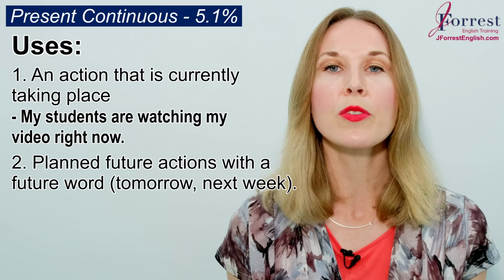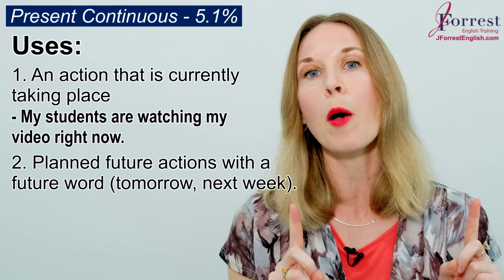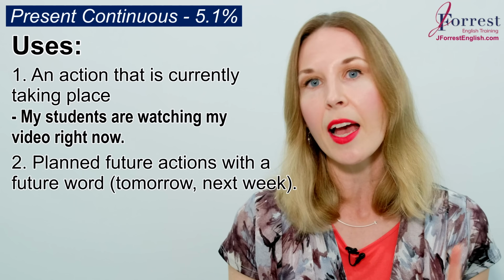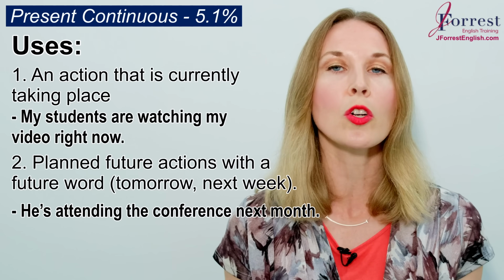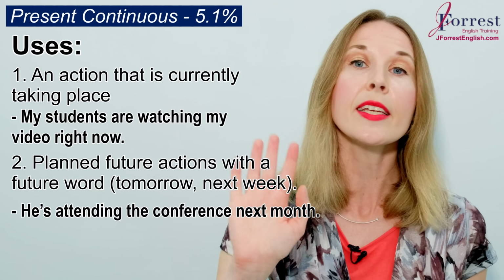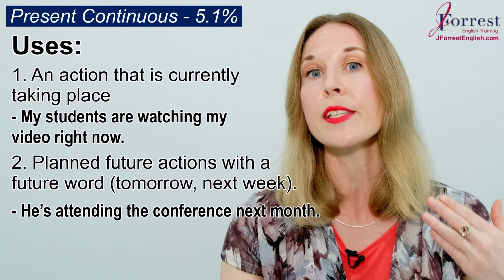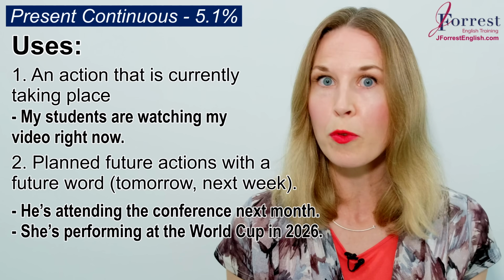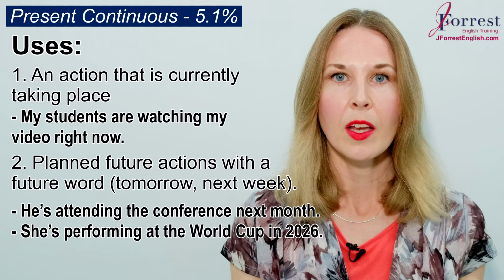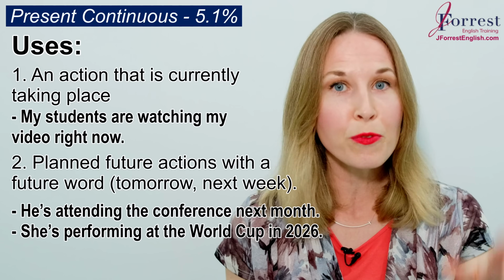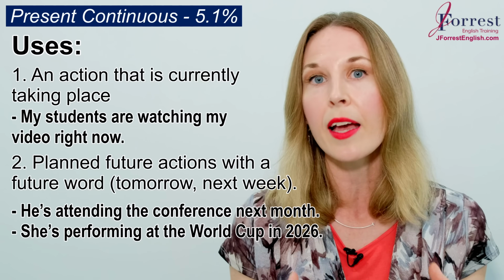You can also use the present continuous with the future if it's a planned action in the future. For example, he's attending the conference next month. It's in the future, but it's planned. He's attending the conference next month. Or she's performing at the World Cup in 2026. So even though it's way in the future, you can still use the present continuous if it's a planned event.